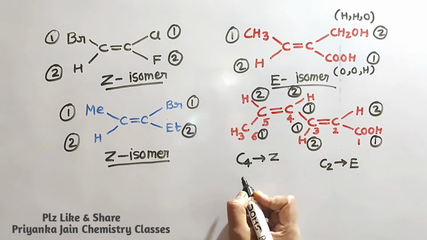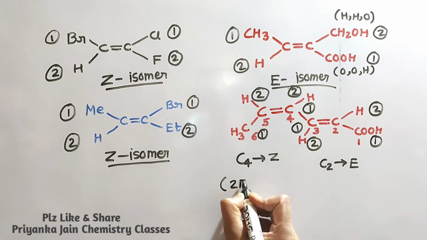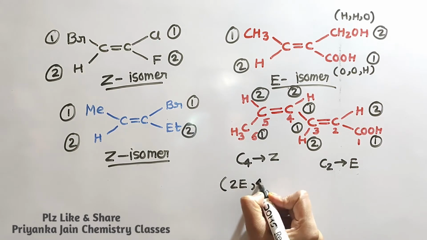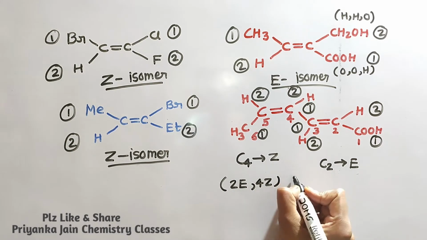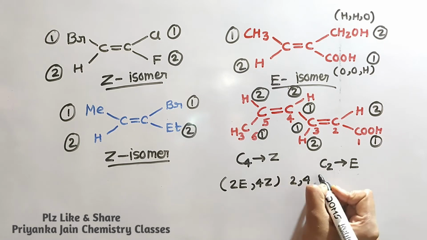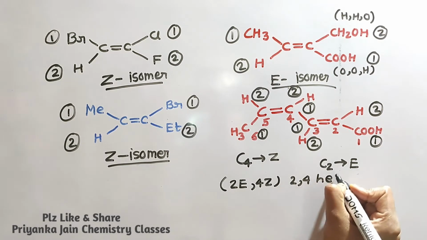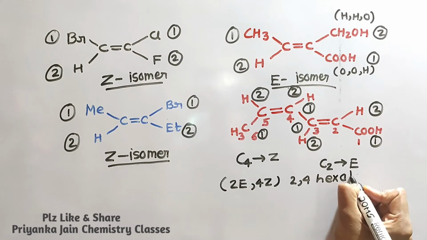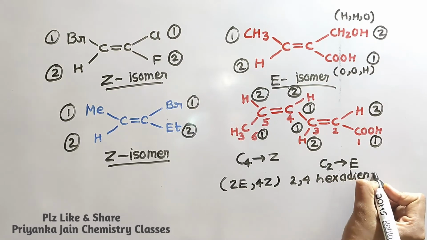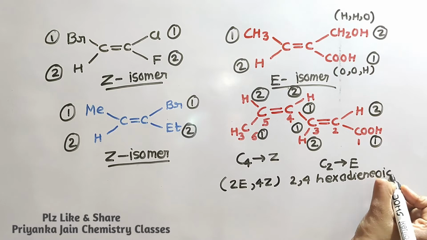So the name of this compound will be 2E,4Z-hexa-2,4-dienoic acid.